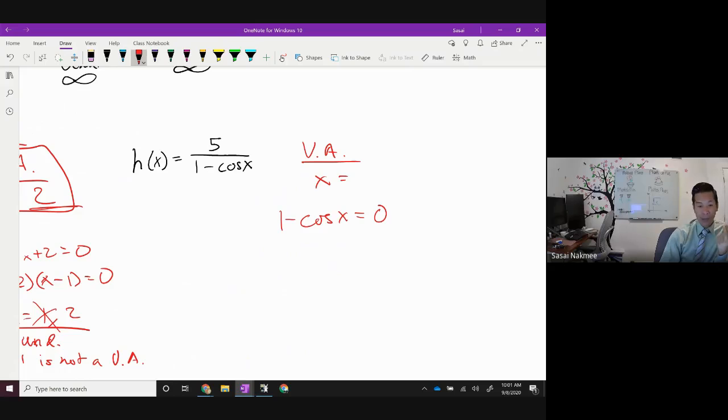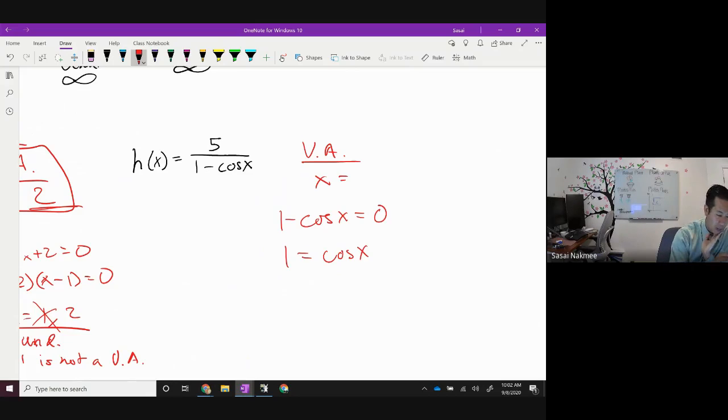You got 2 ways of doing this. Easiest way is just to add the cosine over. I said 2 ways, I think there's only one way to do this. We're going to add the cosine of x over to the other side. So I have here 1 is equal to cosine of x. And when does cosine of x equal 1? This goes to your trig practice here, right? When does the trig function cosine of x equal positive 1?